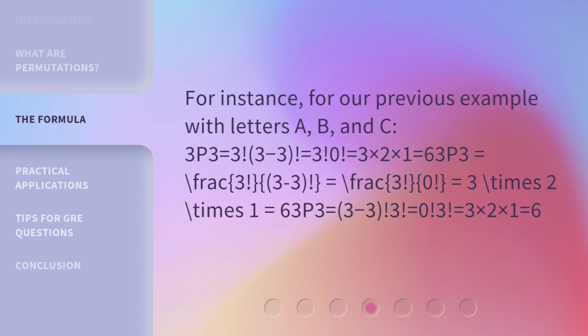For instance, for our previous example with letters A, B, and C, 3P3 equals 3 factorial divided by (3 minus 3) factorial, which equals 3 factorial divided by 0 factorial, which equals 3 times 2 times 1, which equals 6.